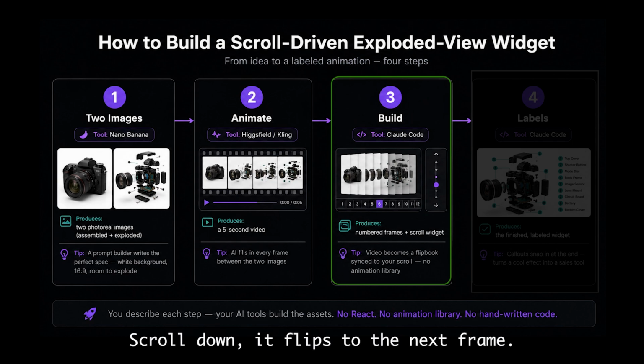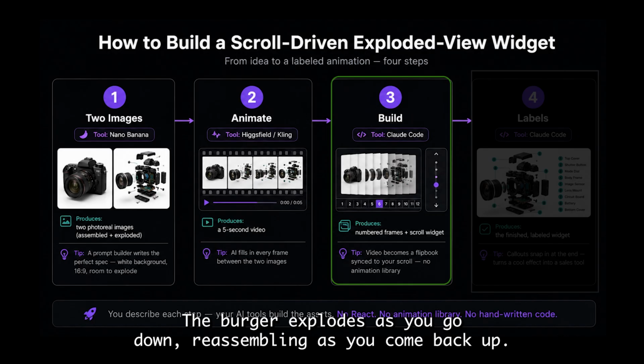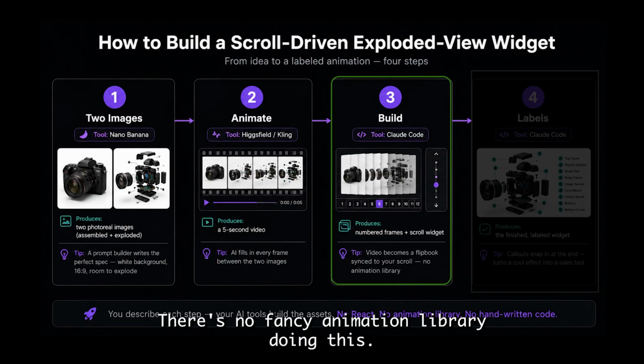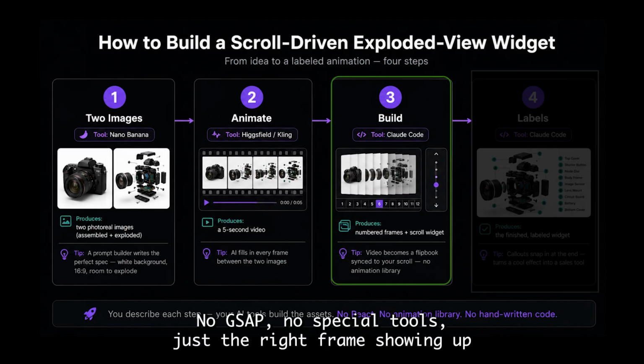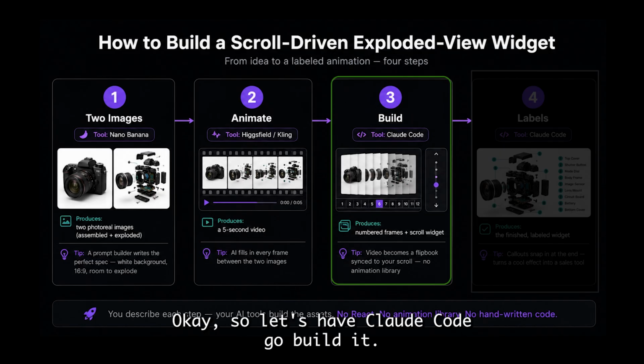Scroll down, it flips to the next frame. Scroll up, it flips back. So you're flipping the pages just by scrolling. The burger explodes as you go down, reassembling as you come back up. And the part that surprises people, there's no fancy animation library doing this, no GSAP, no special tools, just the right frame showing up at the right scroll position. A flip book synced to your scroll bar. Okay, so let's have Claude Code go build it.